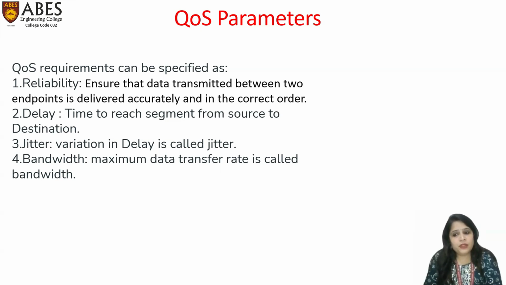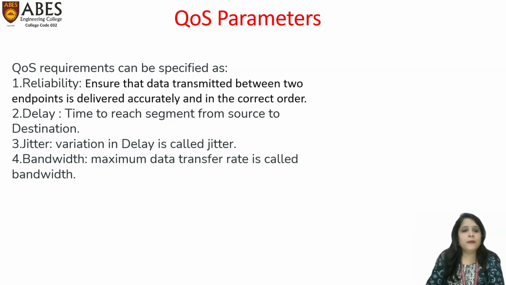So here again, the arrival time is 1 and the departure time is 5. In that case, the delay is 4. So basically the delay is nothing but the time to reach a segment from the source to the destination. I hope the concept of delay is clear. Now the third one is jitter. Jitter is nothing but a variation in delay, right?